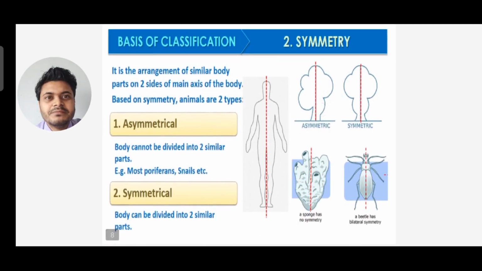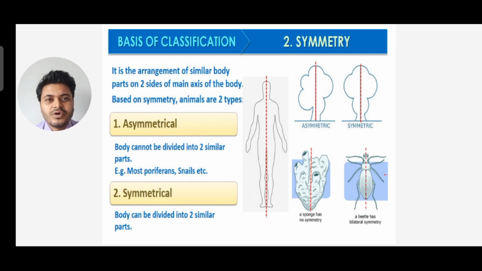Next we come to symmetry. The second basis of classification is symmetry. It is the arrangement of similar body parts on two sides of the main axis of the body. Based on symmetry, animals are of two types. One is asymmetrical, another is symmetrical. What is asymmetrical? That means it doesn't have any symmetry. Here the body cannot be divided equally into two similar parts.